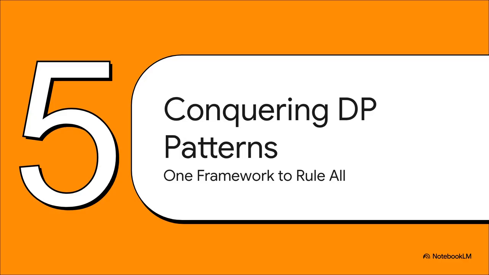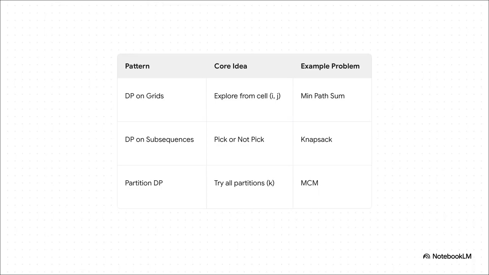Okay, so here's where it all really comes together. The true power of this isn't just solving one problem. It's realizing that this one single framework, this way of thinking, can be applied to whole categories of problems that look completely different on the surface. Let's see how this works. For DP on grids, what's your state? It's just your location, cell i,j. What are your choices? Move down or move right?